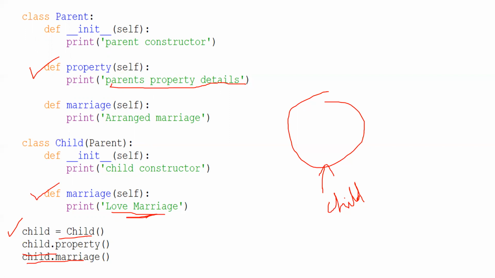So the output will be, first, whenever you create the object, the child constructor will be invoked. This is the first line of output. Child dot property, there is no method property in child, so look into the parent class. Yes, you found this. This will be the second line of output, and this will be the third line of output. Observe here, the same method, right? This is called the overriding concept. When the child is not happy with the definition of the parent, it can redefine the method.